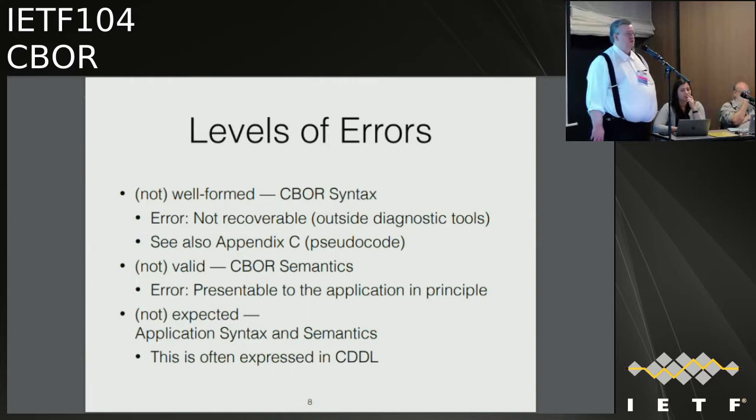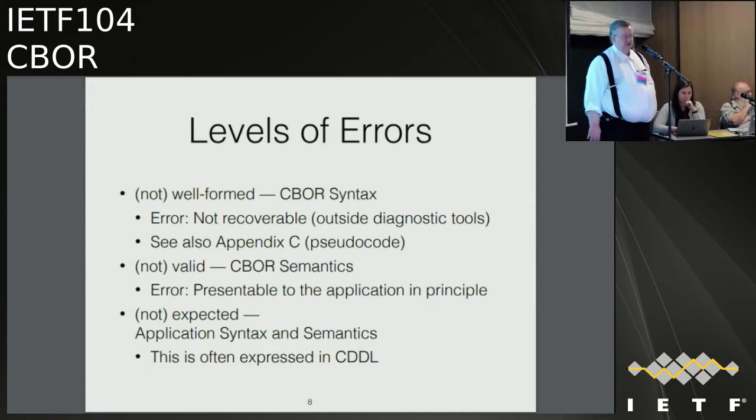So if you have a tag 2 with a text string in it, that's not something the decoder can just process into a bignum. It's definitely a validity error. Now, whether the application wants to do something with that or not depends maybe on a discussion that we still have to have. And the third level is things that are just fine from the CBOR point of view, but maybe a problem for the application because the application is actually expecting data in a certain shape or with certain semantics. And that's where CDDL might come in, or Yang, or some other modeling language, or it's just defined in text.